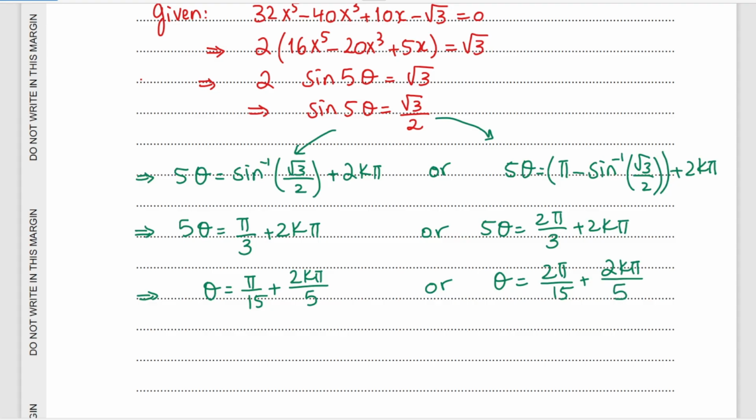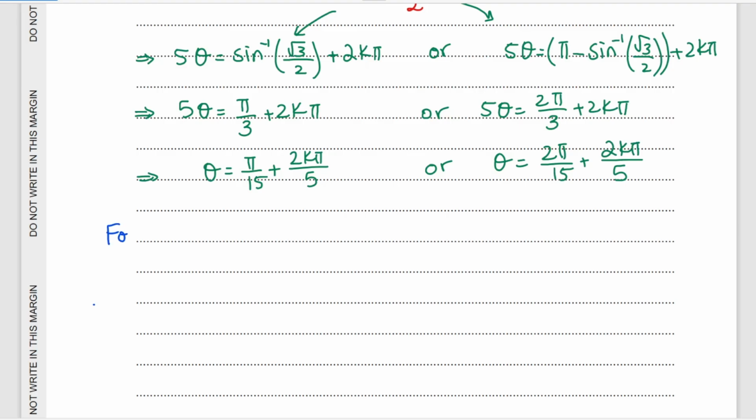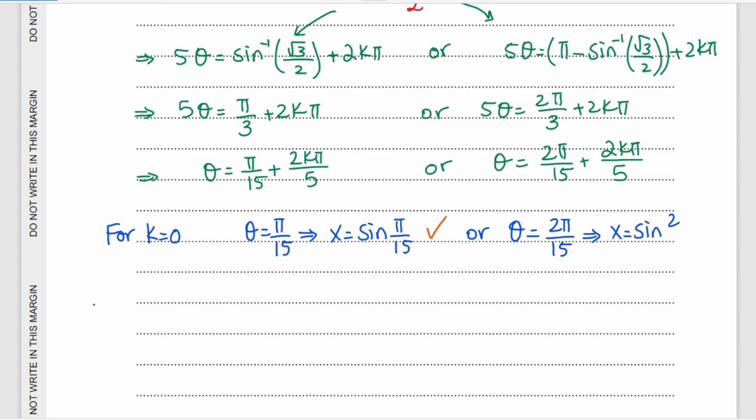Now I need to start generating my angles. Let k equal 0. So the first angle is pi over 15. And I need x, so x is equal to sine pi over 15. And this is my first solution, and I get the first mark here. Or theta is 2 pi over 15, so x is sine 2 pi over 15. This is a different solution, so it's accepted.